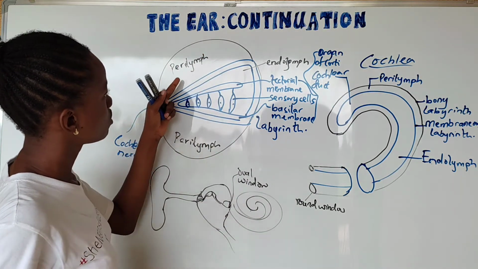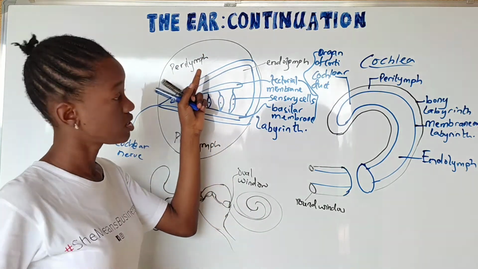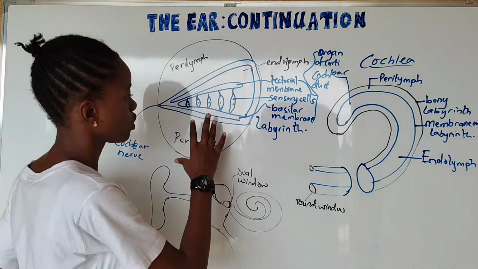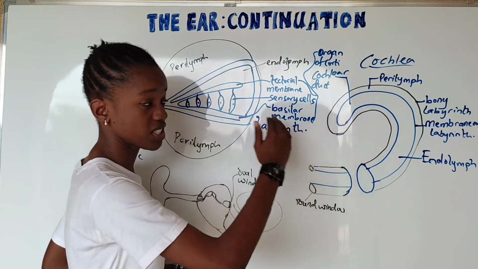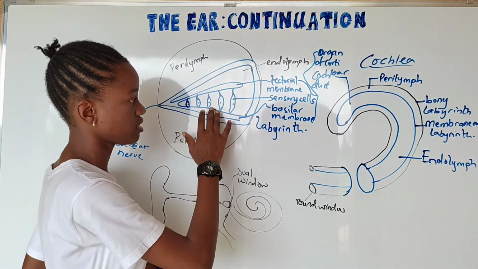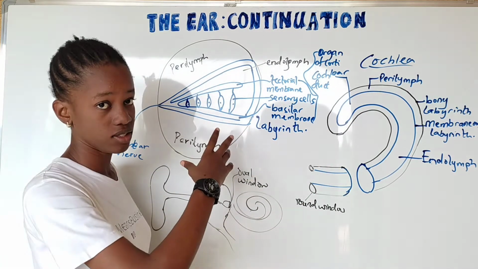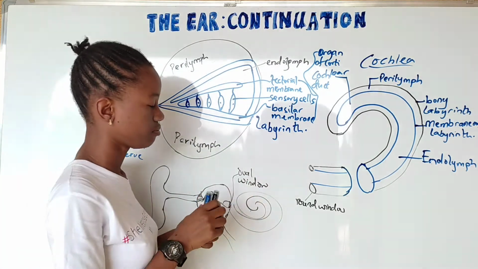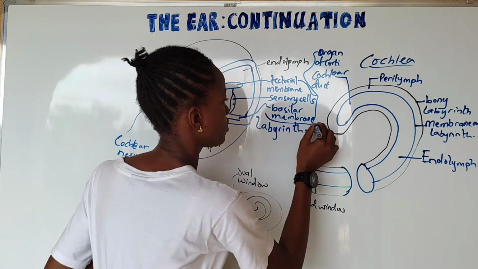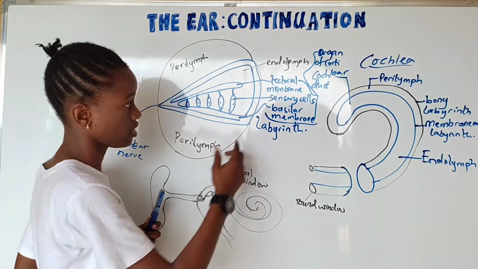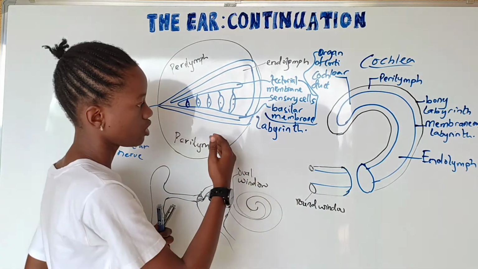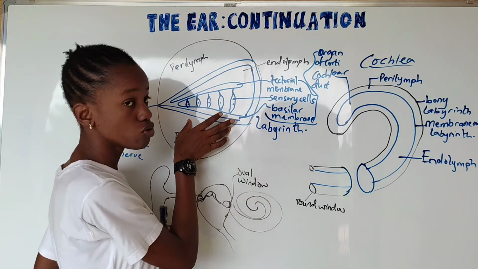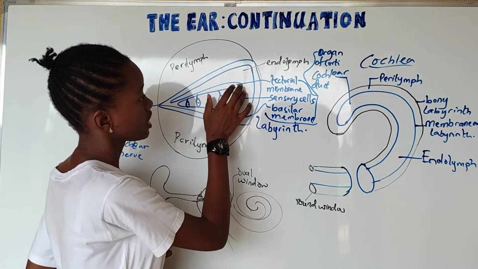So now, when pressure waves have been set up in the perilymph, they affect this part as well, since they also occur sideways. The basilar membrane is going to be affected also. It's elastic, so it's going to move up and down.